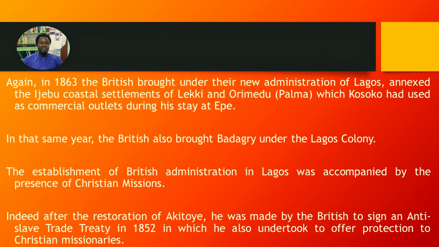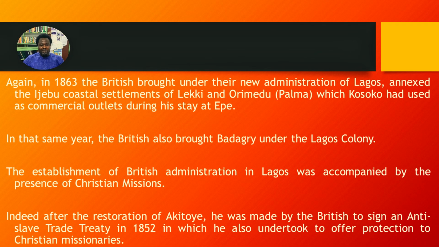Again in 1863, under their new administration of Lagos, the British annexed the Jebu coastal settlement of Lekki, Palma, which Kosoko had used as a commercial outlet during his stay in Ekpe. So in that same year, the British also brought Badagry under the Lagos colony. The establishment of British administration in Lagos, therefore, was accompanied by the presence of Christian missions.